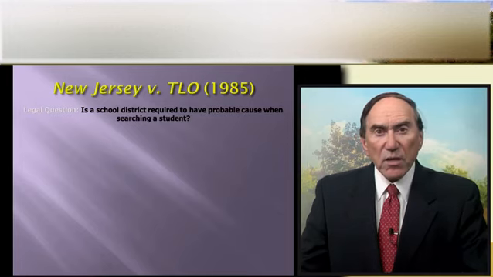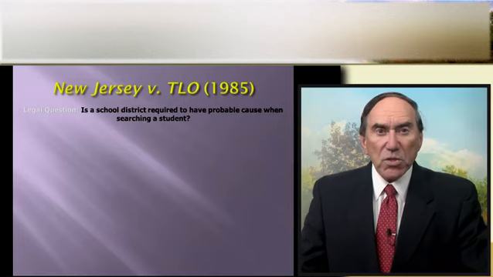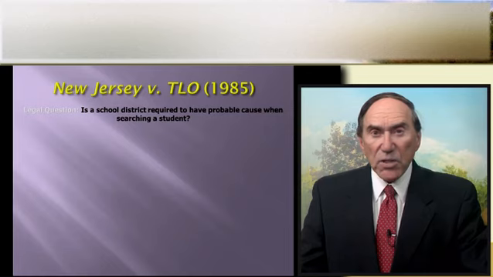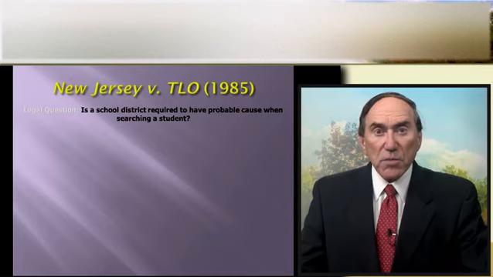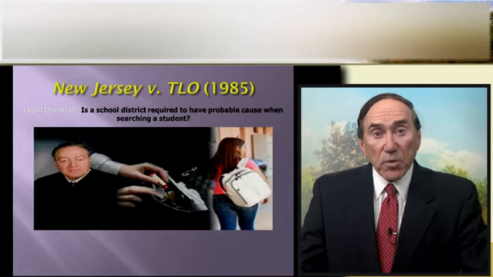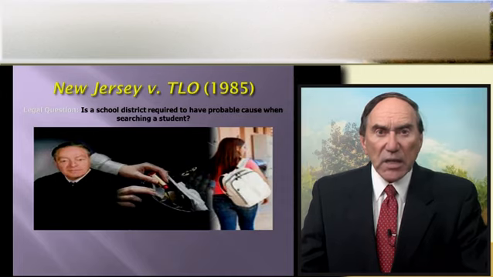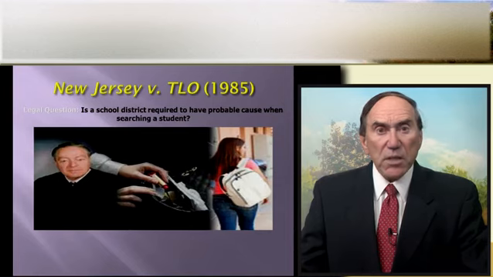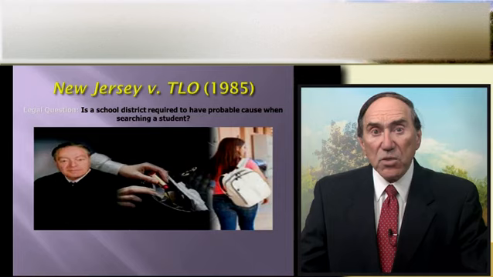Two students were found smoking in the girls' bathroom. One student confessed, but the other, T.L.O., denied smoking. In fact, T.L.O. claimed she did not smoke at all. The school assistant principal then proceeded to search T.L.O.'s purse. In the purse, he found marijuana in small bags, rolling paper, a large amount of cash, and a list of names who owed T.L.O. money. The police were summoned and T.L.O. was arrested. T.L.O. was suspended from school and later convicted on possession charges. T.L.O. sued the school and claimed that the search of her purse violated her Fourth Amendment constitutional rights.